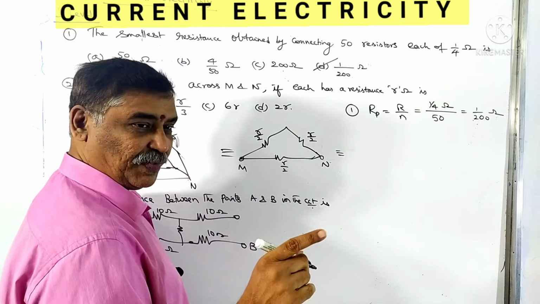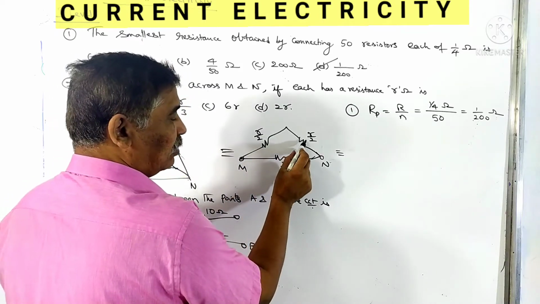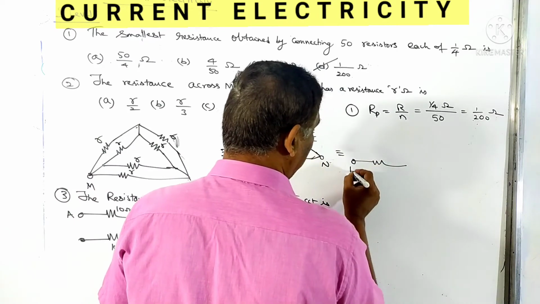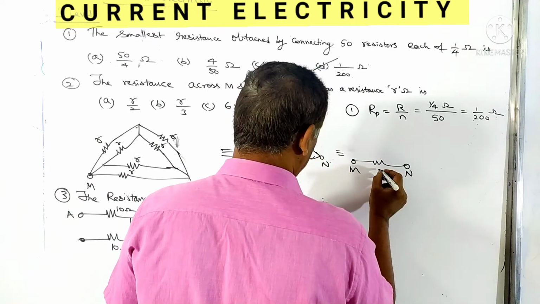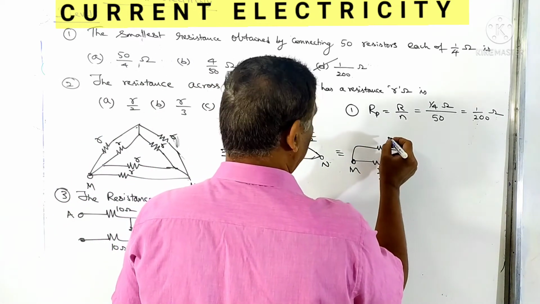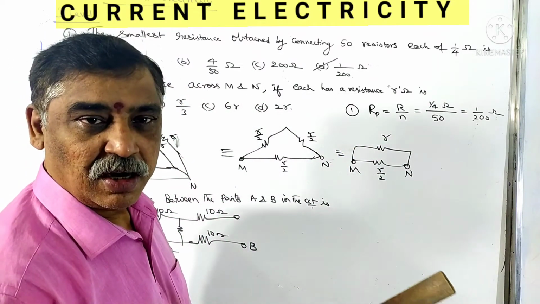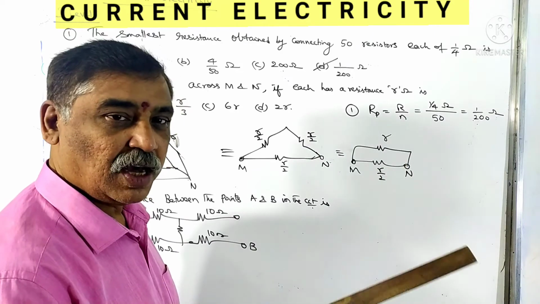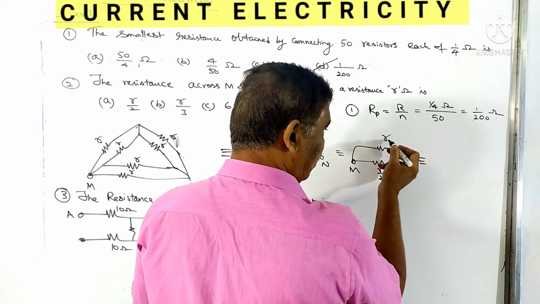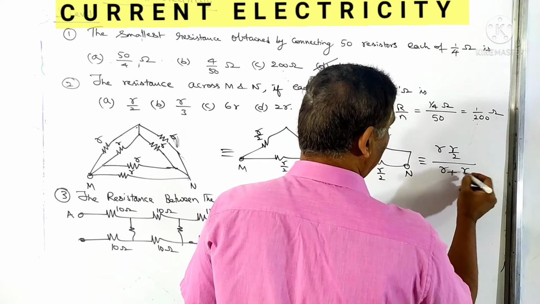In series combination, effective resistance is given by the sum of the resistances. R by 2 plus R by 2, that gives us R. So this is equivalent to, here we have R by 2 as it is, and R by 2 plus R by 2, that gives us R. Now these two are in parallel. So parallel combination, R P is equal to R1 R2 divided by R1 plus R2. If I simplify this, R1 I will take as R, R2 is R by 2, divided by the sum of the resistances, R plus R by 2.